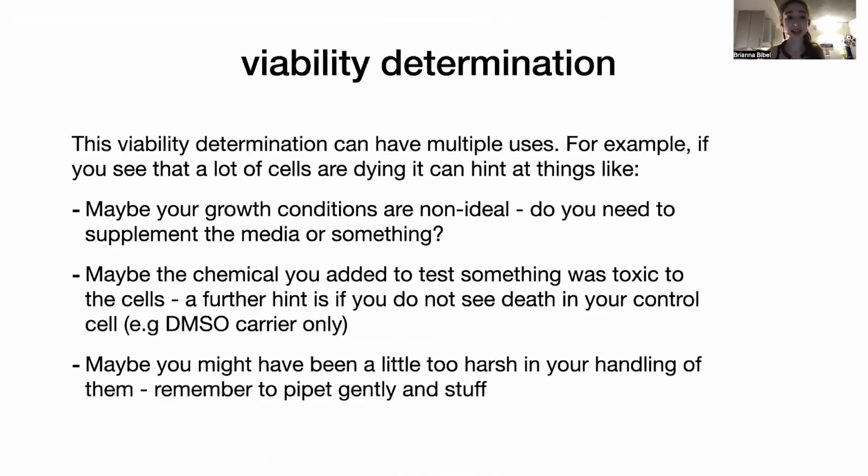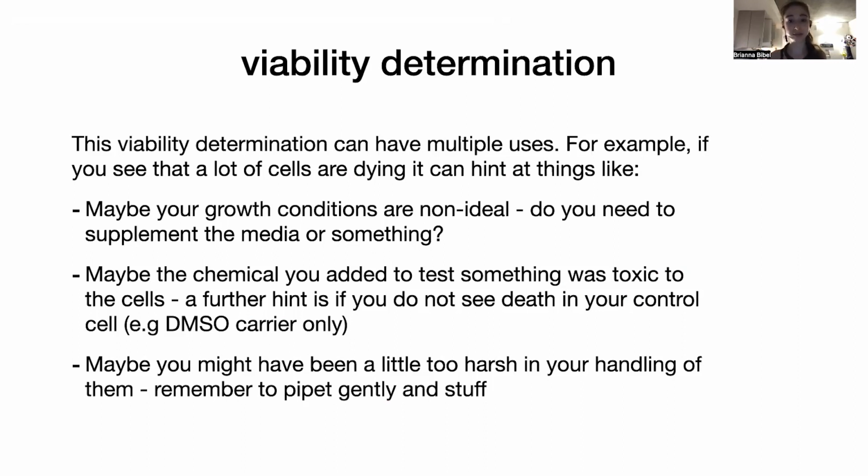Things like that. So if you're doing some sort of experiment, maybe you want to see, okay, is the chemical I added to test, was it toxic to the cells? And a further hint that it's the chemical itself that's doing things is if your carrier only control, like your DMSO carrier, we talked about DMSO the other day, it's basically a solvent that helps you get compounds into cells when those compounds aren't very water soluble. And so if that carrier alone, if the thing that your compound was dissolved in, if those cells are doing fine, but your cells that you treated are dying, then it's probably something toxic.